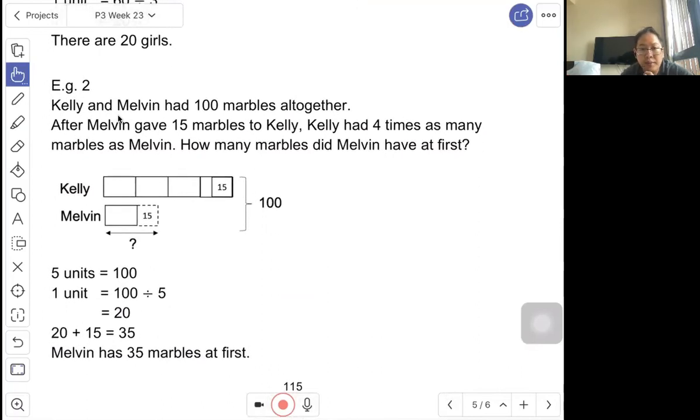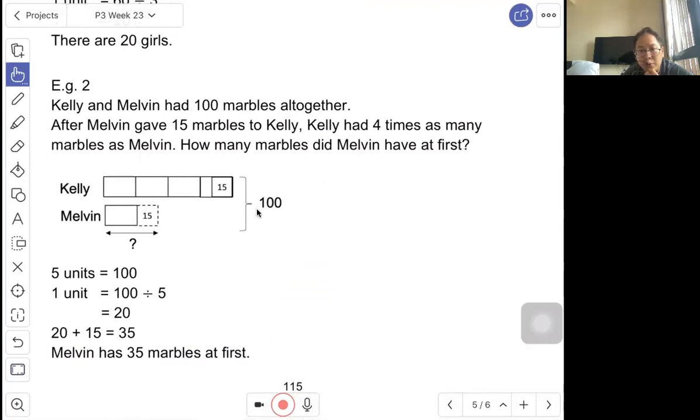Example 2. Kelly and Melvin had 100 marbles all together. After Melvin gave 15 marbles to Kelly, so this is an internal transfer, so 15 is put down here. And Kelly had 4 times as many marbles as Melvin. So how many marbles did Melvin have at first?